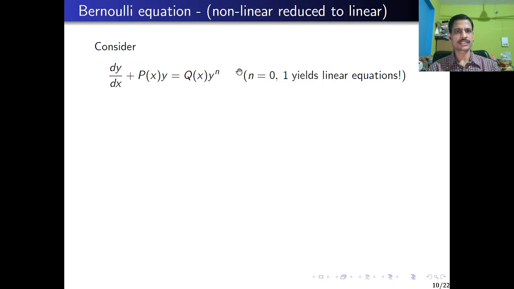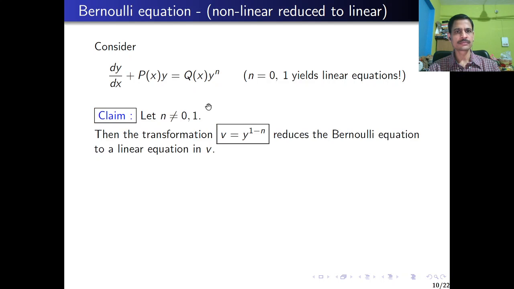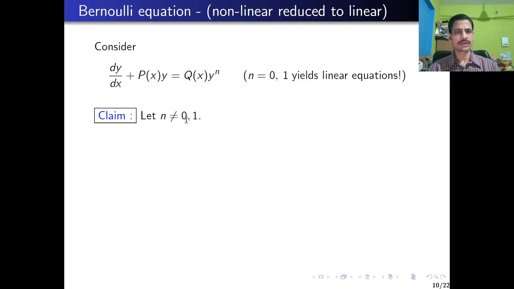So the Bernoulli equation is of the following type. Consider dy by dx plus p(x)y is equal to q(x)y raised to n. This is a Bernoulli equation where p(x) is a function of x and q(x) is a function of x. So this is not linear because y raised to n appears here, and when n is equal to 0 or 1, this gives us a linear equation. But if n is anything other than 0 and 1, then it is not linear. So we assume that n is not equal to 0 or 1.